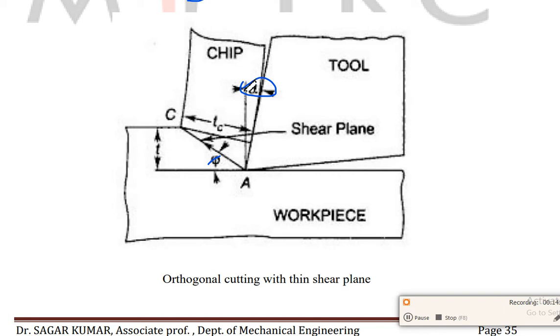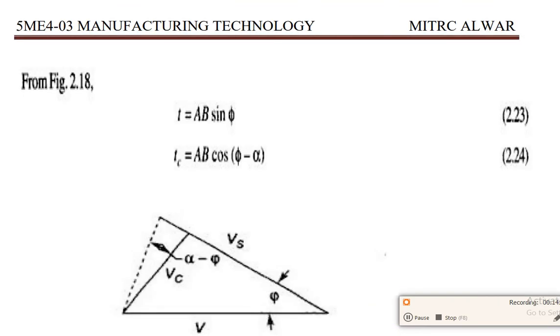To determine the shear angle experimentally, we have to stop the cutting process and study the zone with the help of a microscope or a photograph. Alternatively, we can also derive a relationship from the geometry of chip formation that is shown in this figure. From this figure the chip thickness t is equal to AB sin phi, and tc is AB cos phi minus alpha. So from there we will get two more equations.